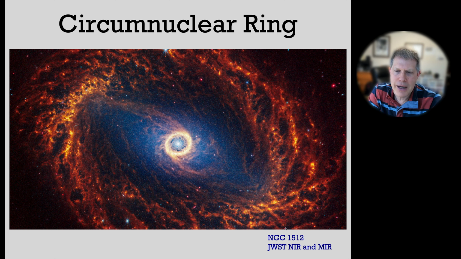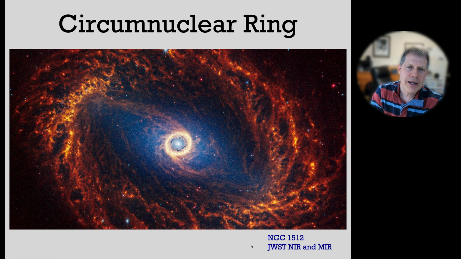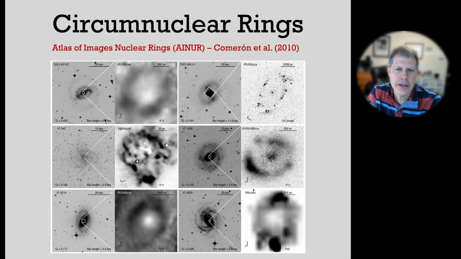Here's another spectacular example. This is NGC 1512, and look at that spectacular ring in there. And indeed, people have now found these rings with a variety of different techniques, ranging from radio imaging to submillimeter imaging of molecules through to infrared imaging and so on. They have found these circumnuclear rings in many other galaxies as well. In fact, here is a nice compilation, this paper by Cameron et al., of circumnuclear rings.